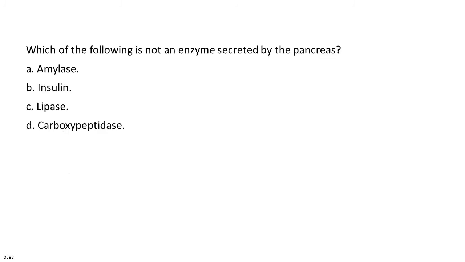Which of the following is not an enzyme secreted by the pancreas? A. Amylase. B. Insulin. C. Lipase. D. Carboxypeptidase.